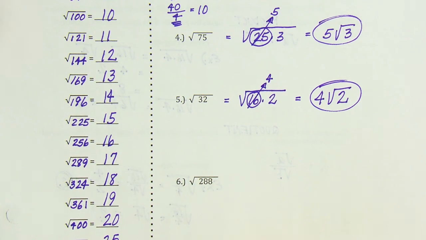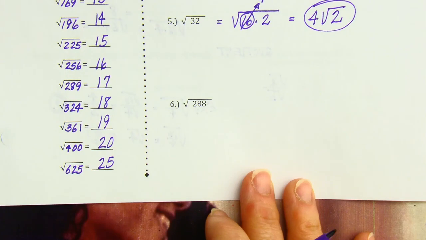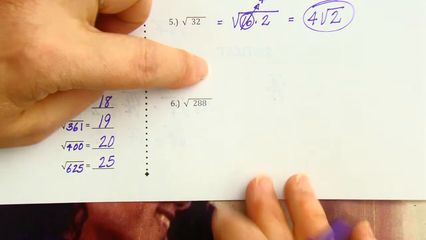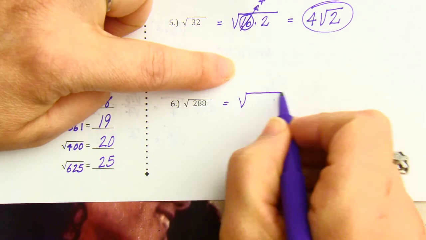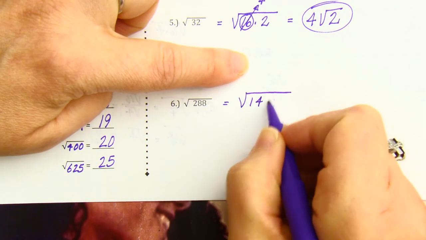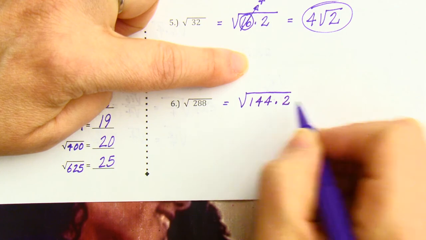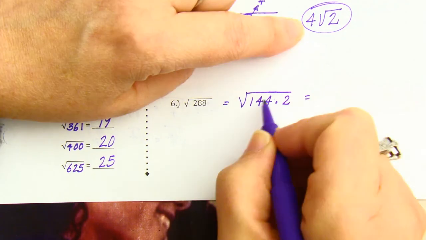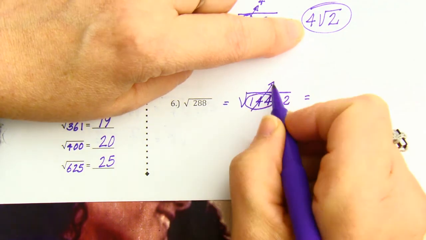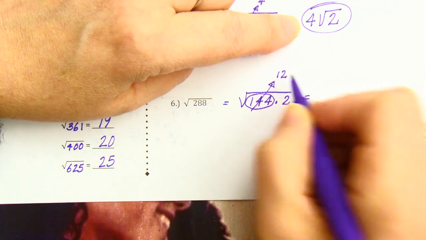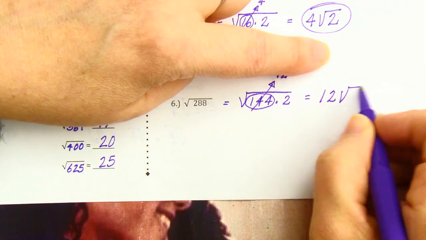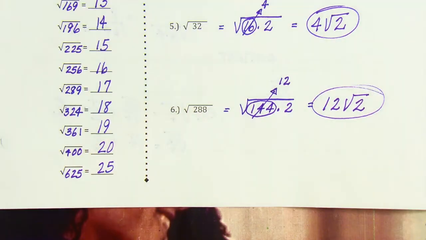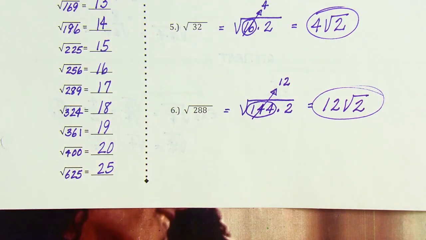All right, 288. Well, you could bust 288 in half. What do you get? 144. So guess what? 144 is a square. So I'm going to rewrite this as 144 times 2. 144 comes out as a 12. And so this one simplifies as 12 times the square root of 2. Not too bad, not too terrible, I don't think.